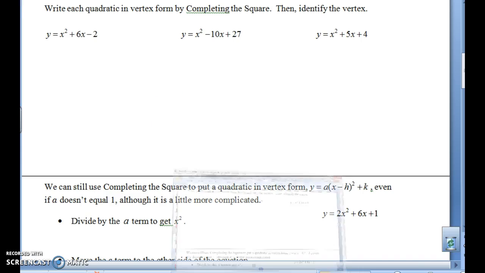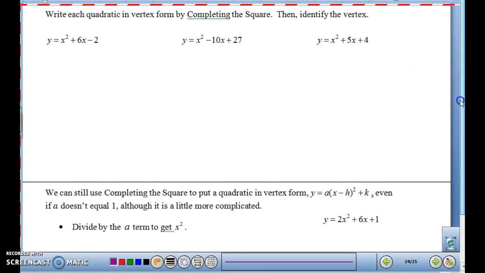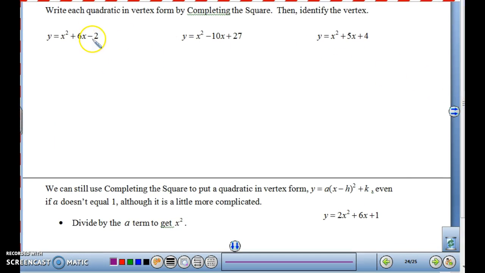All right, so our first step, if we want to complete the square, is move the c term. So we're going to add 2 to the other side. So y plus 2 is equal to x squared plus 6x. Now I want to take half of the b term and square it. Half of the b term and square it is going to be 6 divided by 2 is 3, and squared it is going to be 9.